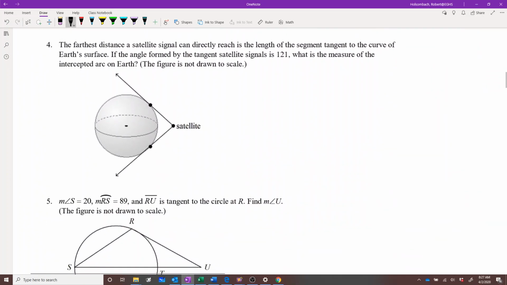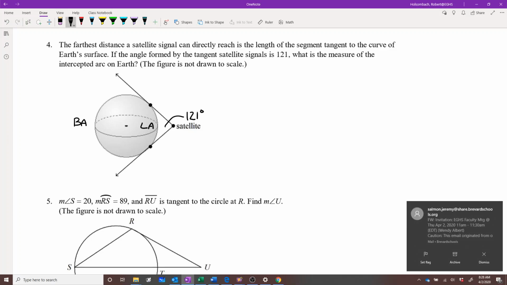Alright, so here again we've got the same type of problem, but you've already been given the drawing. So we're going to call this the big arc, and we're going to call this the little arc. The furthest distance a satellite signal can directly reach is the length of the segment tangent to the curve of the Earth's surface. If the angle formed by the tangent satellite signal is 121, so now this angle right here is 121. What is the measure of the intercepted arc in the Earth? So we need the little arc.